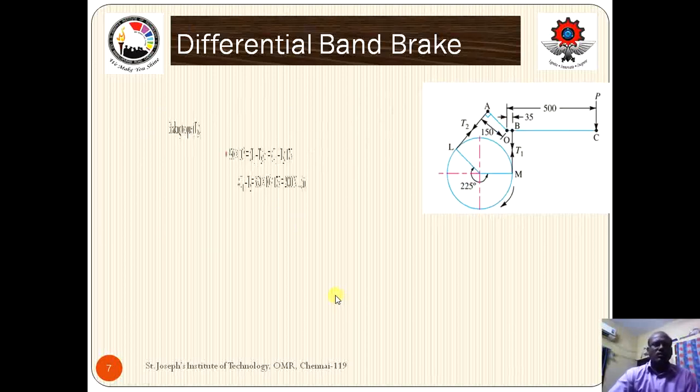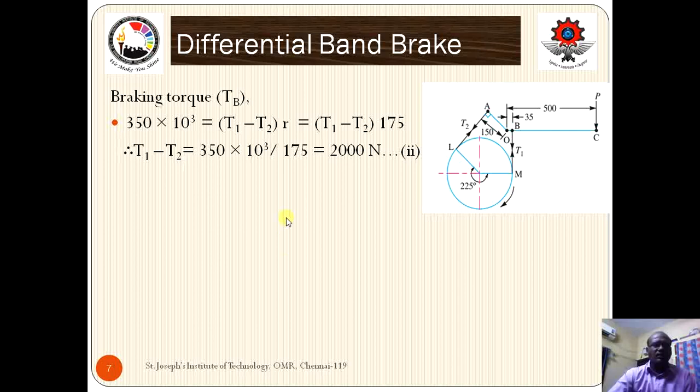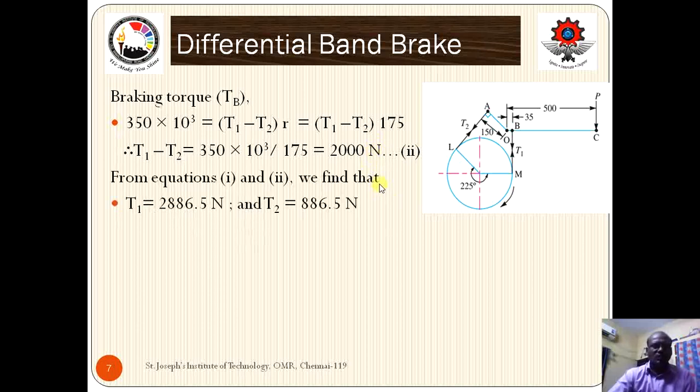Now we find out the braking torque. The braking torque TB equals F into R, where F is T1 minus T2, the difference between the tensions. The braking torque is given in the problem. So T1 minus T2 into R equals the given torque, and we get another equation: T1 minus T2 equals 2000 Newton. Earlier we knew the relation between T1 and T2. Equating and solving these two, we find T1 is 2886.5 and T2 is 886.5 Newton.